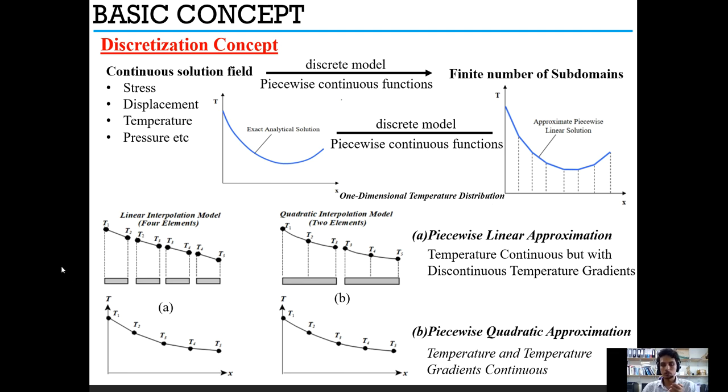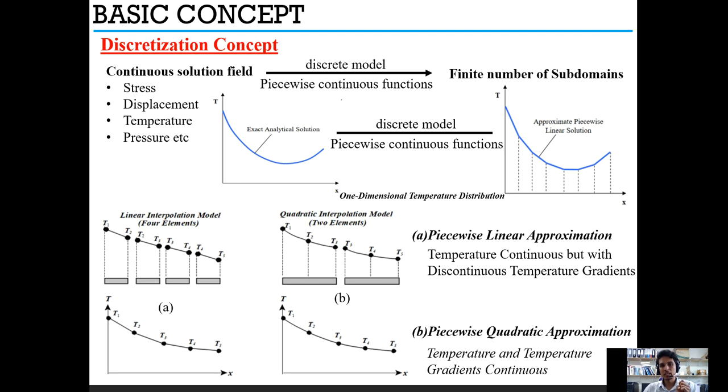So there are a lot of ways or a lot of approximations for discretization. Say for example, here I have mentioned the linear interpolation model where there are four elements, 1, 2, 3, 4. Another one is the quadratic interpolation model, and in the quadratic interpolation model there would be a point in the middle.